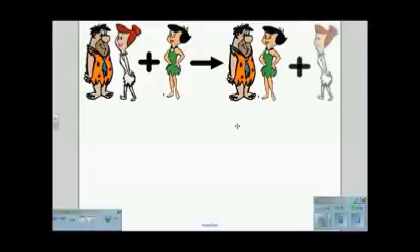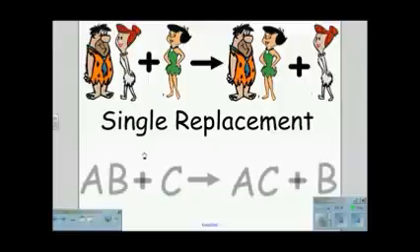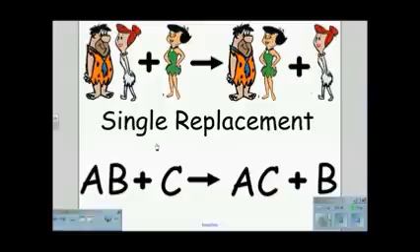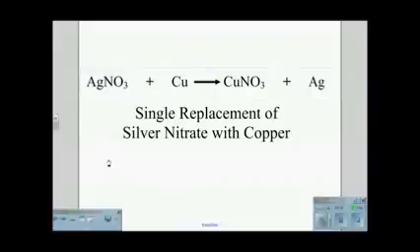If, however, the Flintstones went to a dance and they met up with Betty, and when Betty showed up, she ended up with Fred, leaving Wilma by herself, we would call this single replacement. We are replacing one part of the pair. So AB plus C gives off AC plus B. We are replacing one part of the compound. This is called single replacement, and this happens when silver nitrate combines with copper to create copper nitrate and release silver.